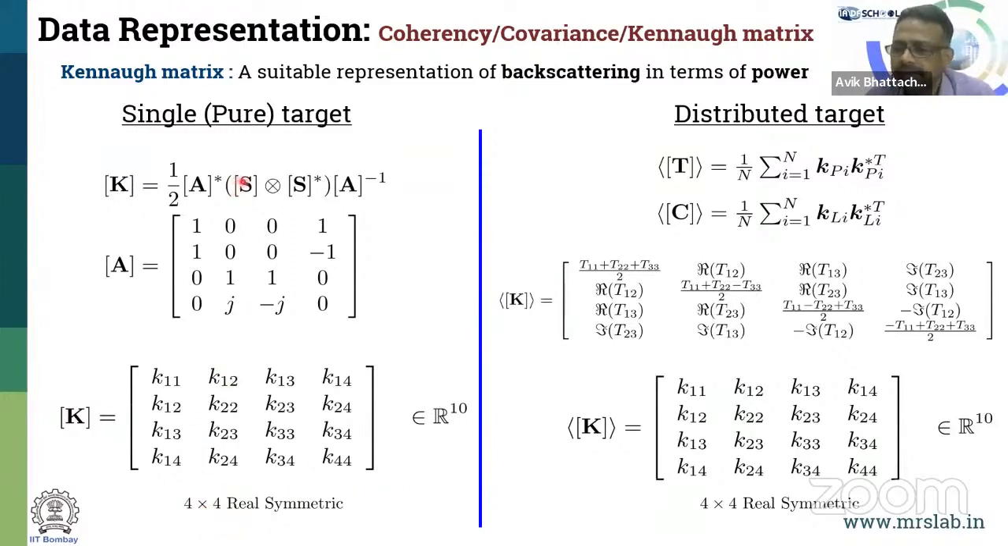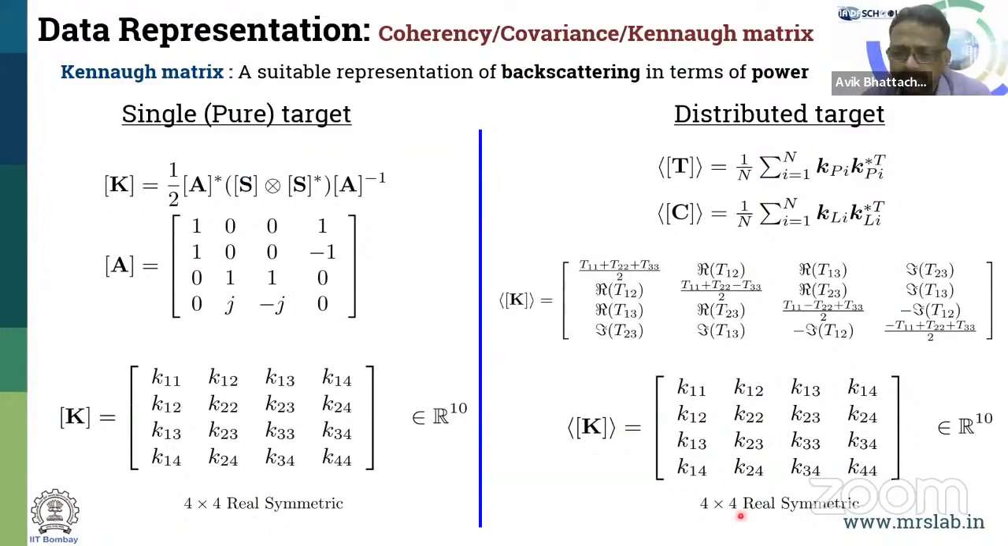And if this matrix is again symmetric, so it's a monostatic radar, so you have the reciprocity, this turns out to be a real symmetric matrix. But if it's for a distributed target, you can also represent them in terms of the K matrix, the Kennaugh matrix. But unlike this, you just have an average quantity, because the average comes from the elements of the covariance matrix. And again, this is a 4x4 real matrix. Each element is a real number over here.